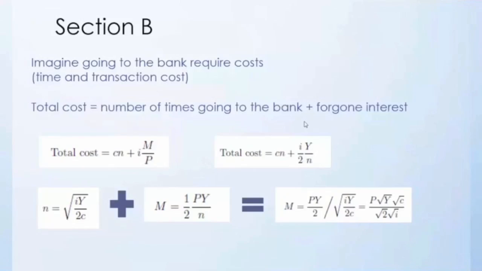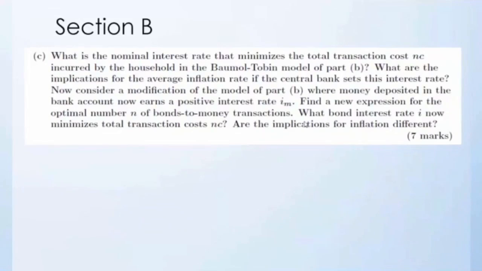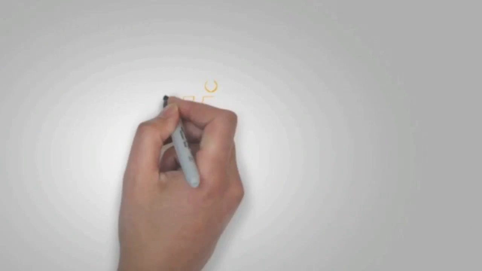Now for part C, what are we supposed to find here? We're supposed to find the nominal interest rate that minimizes our total transaction cost, nC. Previously we determined that the total transaction cost is C times n equals square root of i, square root of Y, square root of C, over square root of 2. So we just need to differentiate this equation with respect to the interest rate to find our nominal interest rate.